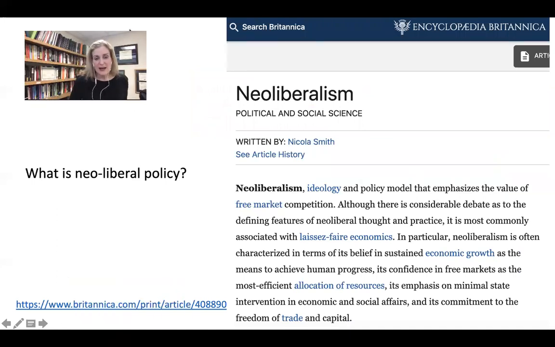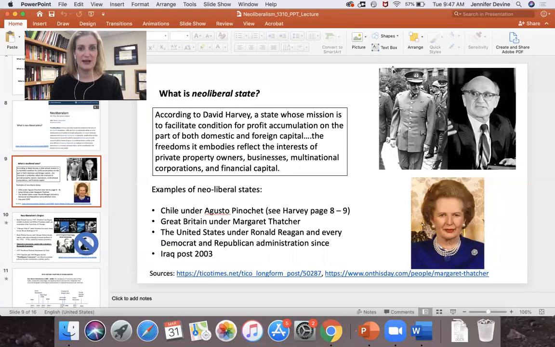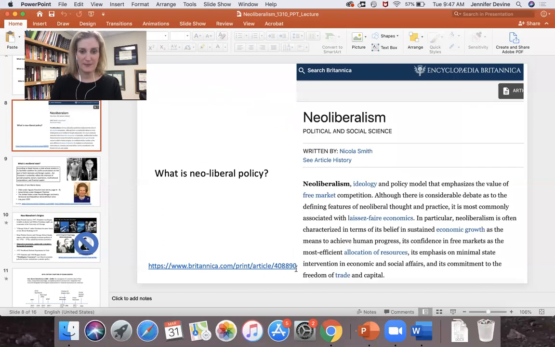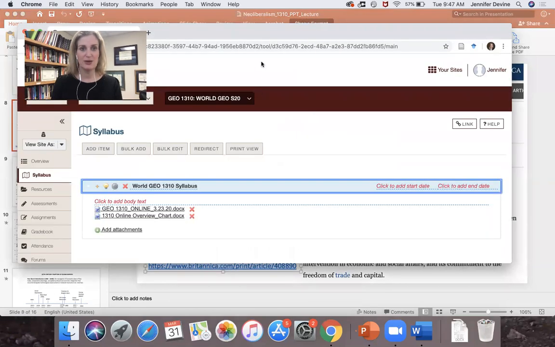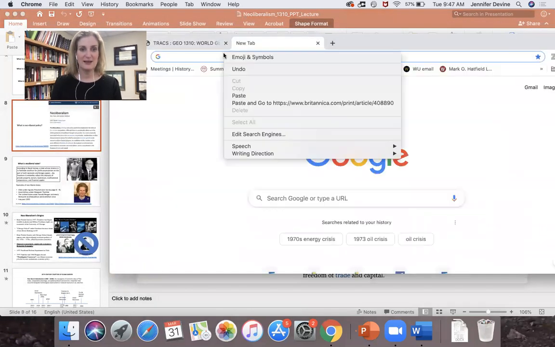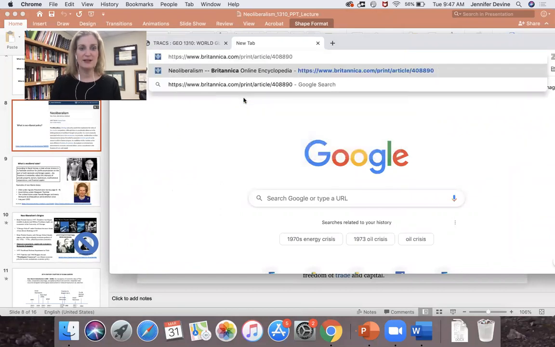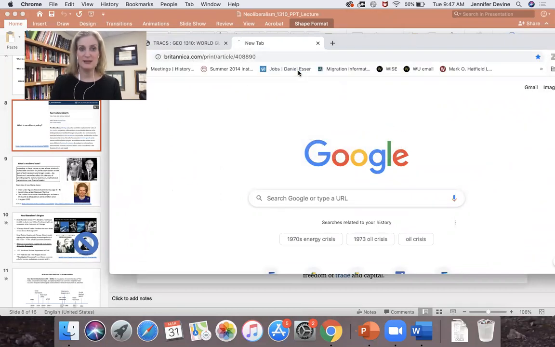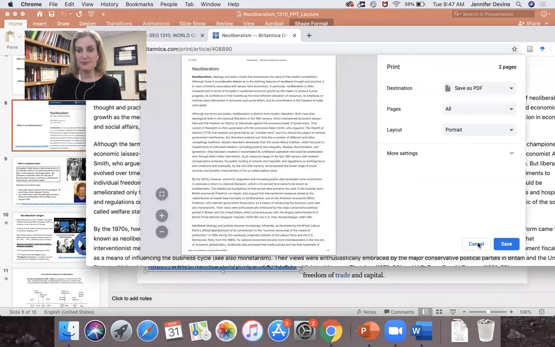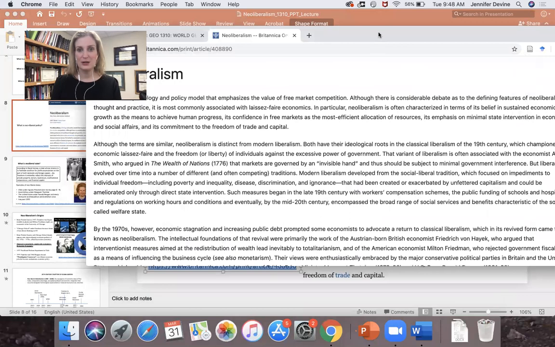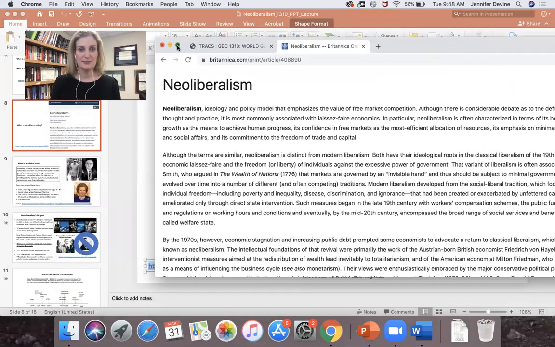Okay, so another definition of neoliberalism that I think is really great. I found it on Encyclopedia Britannica, and I've got the source for you here. I want to encourage you as well to check out this page. This is a really great definition. It's a long definition, but it's a great definition of neoliberalism.